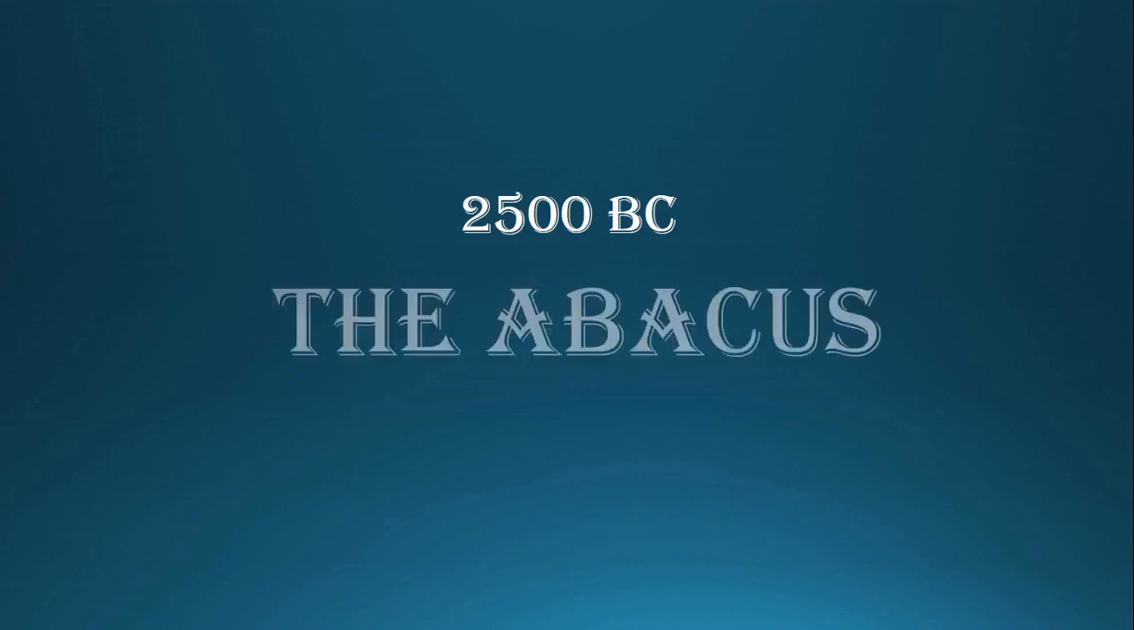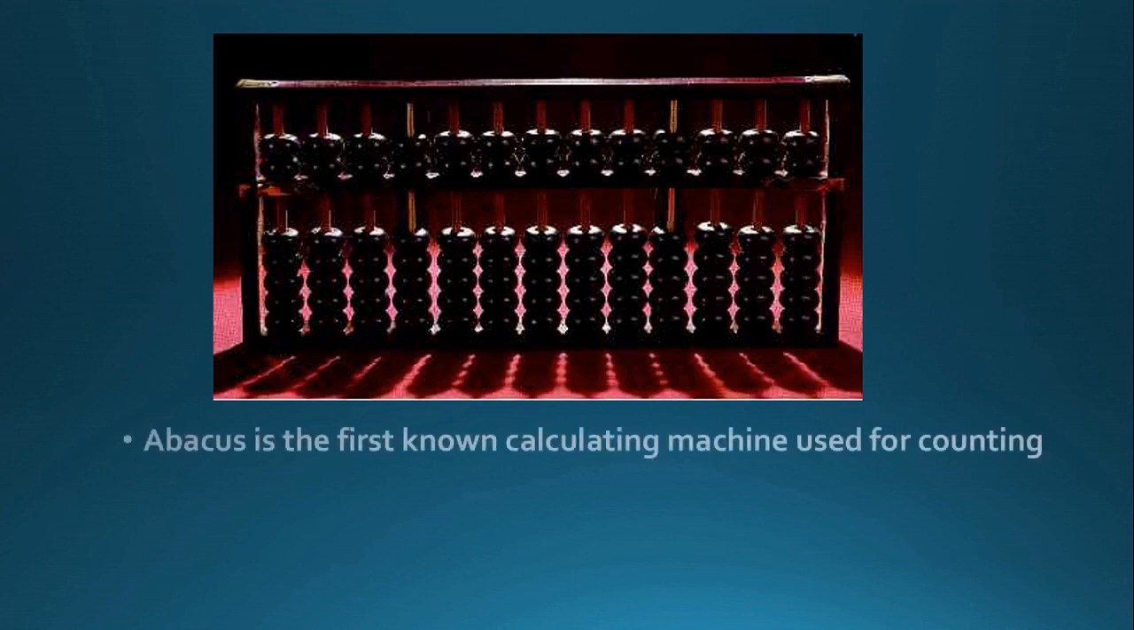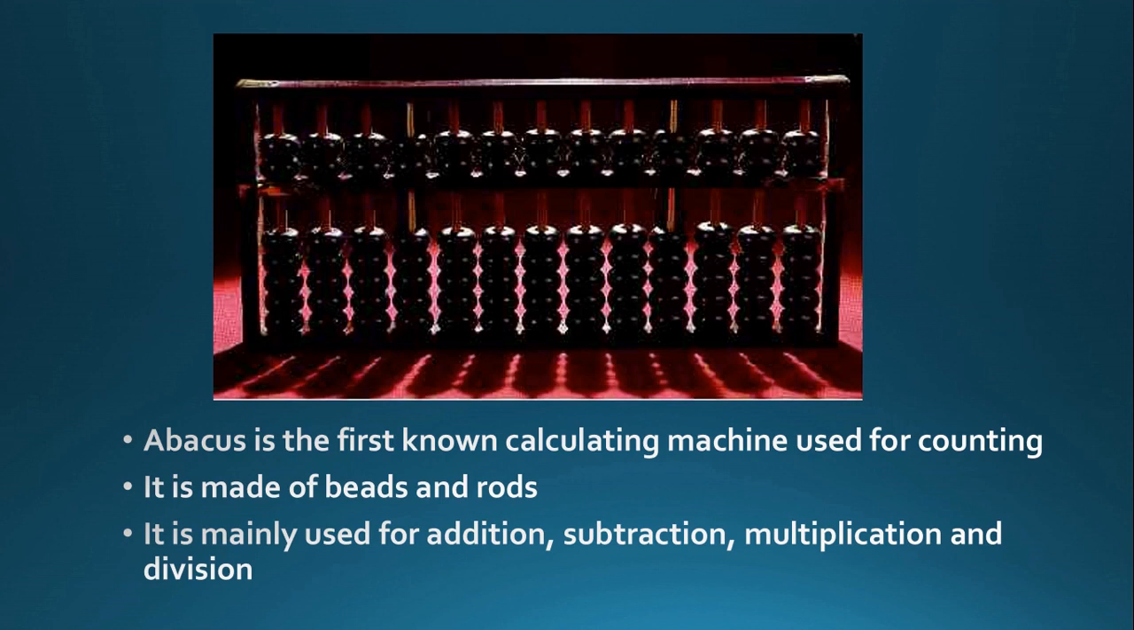2500 BC, the abacus. The abacus is the first known calculating machine used for counting. It is made of beads and rods. It is mainly used for addition, subtraction, multiplication and division.